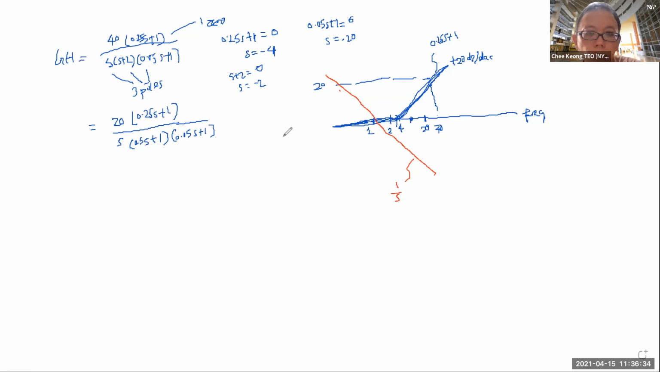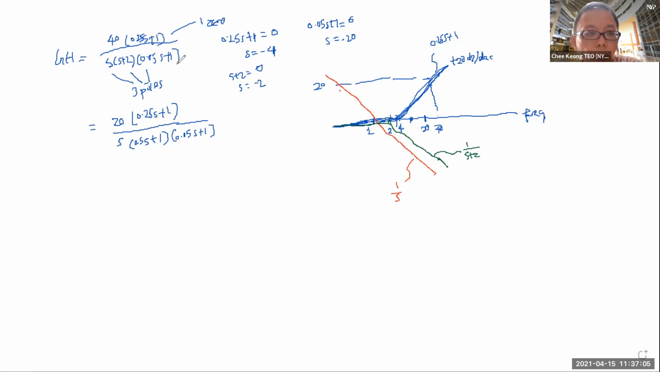Now, how about s plus 2? s plus 2 will have a pole at 2, right? Pole at 2, let me use green. A pole at 2 will be something like that. It will turn down at 2. And this is your 1 over s plus 2, or 0.5 s plus 1, any way you want to indicate it. This is the other one. Of course, all these go to infinity.